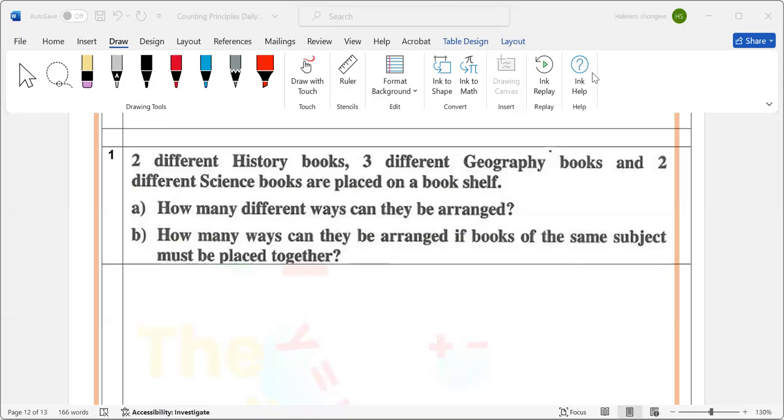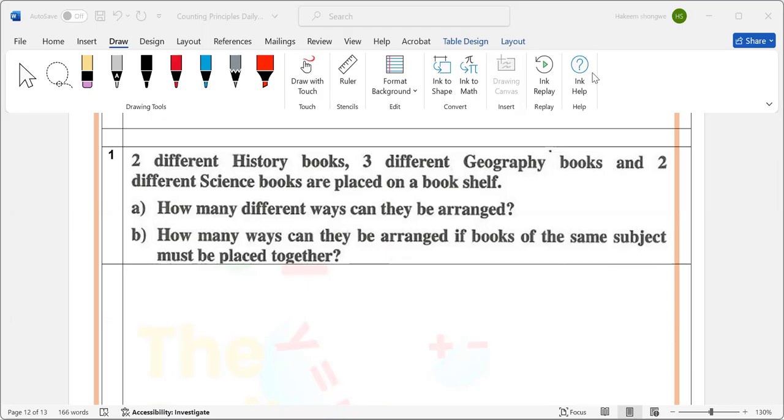So we have 2 different history books, 3 different geography books, and 2 different science books placed on a bookshelf. How many different ways can they be arranged? All in all, we should count.